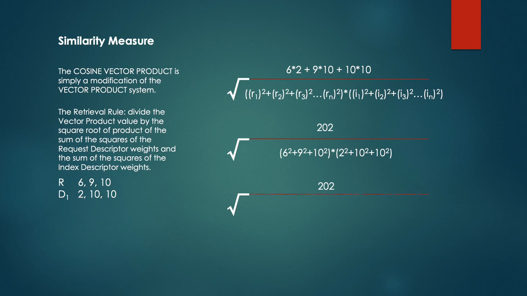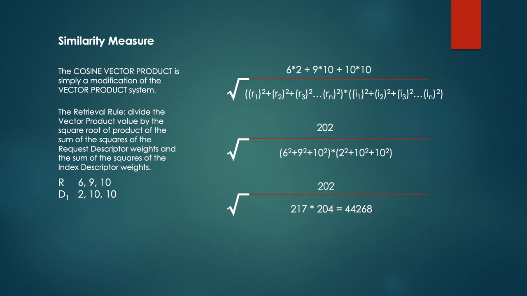That gives us an equation that looks like this. 36 plus 81 plus 100 is 217. And we multiply that times 4 plus 100 plus 100, 2 squared plus 10 squared plus 10 squared. That's 204. We multiply 217 times 204. That equals 44,268.